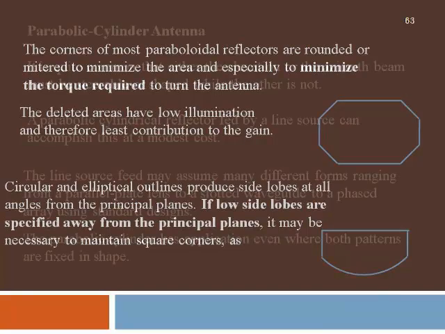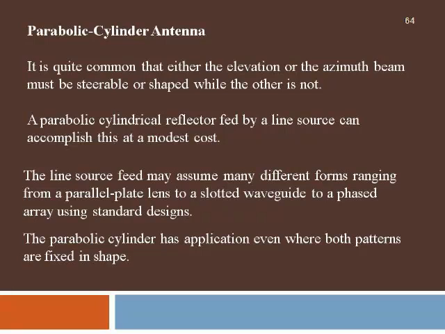Parabolic cylinder. It is quite common that either the elevation or the azimuth beam must be steerable or shaped, while the other one is not required for that. A parabolic cylinder fed by a line source can accomplish this at moderate cost. The line source feed may assume many different forms ranging from a parallel plate lens to a slotted waveguide to a phased array using standard designs. The parabolic cylinder has application even where both patterns are fixed in shape.